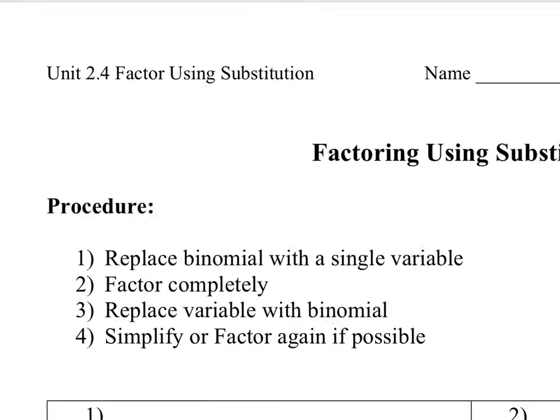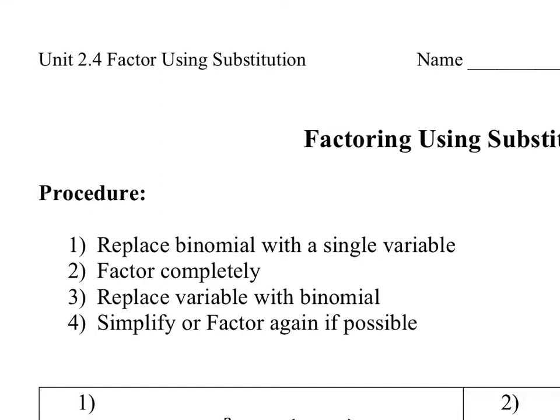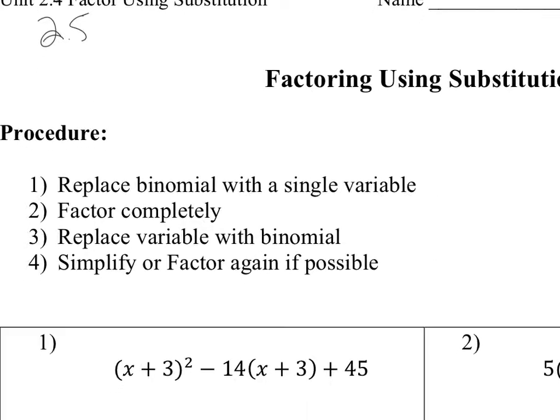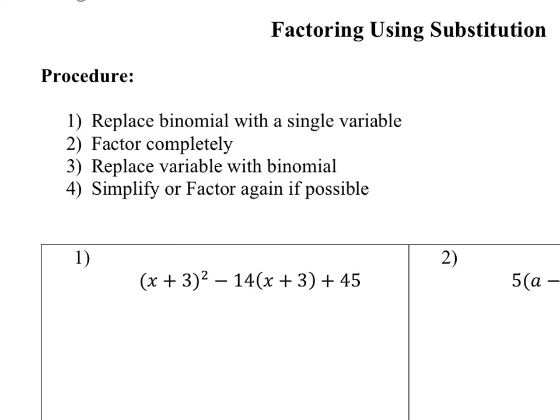Factoring using substitution. I believe we should be in 2.5, but whatever. So factoring using substitution, this is the final way of factoring that we're going through. The basic idea is to replace something that doesn't look very nice with something that does, or with a single variable. So we're replacing binomials mostly, but you could replace trig functions or letters or groups of words, whatever. Just replace it and make it look nicer.